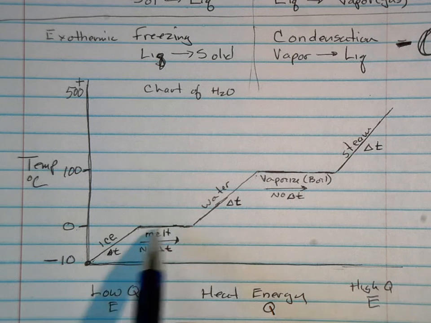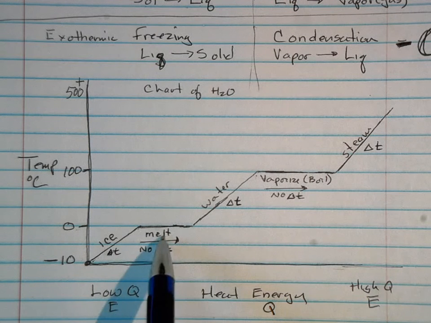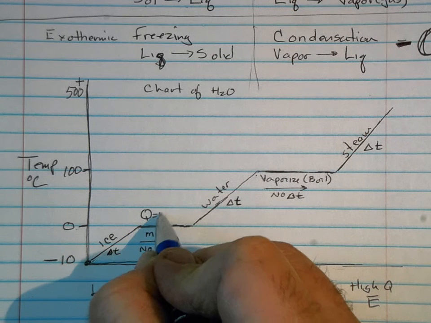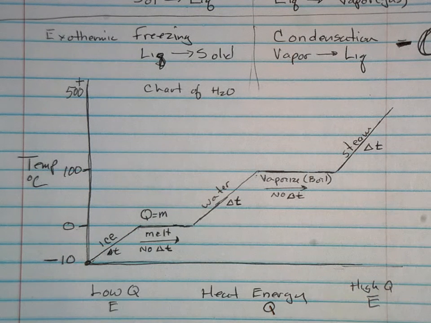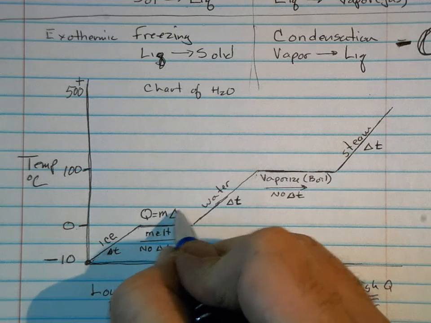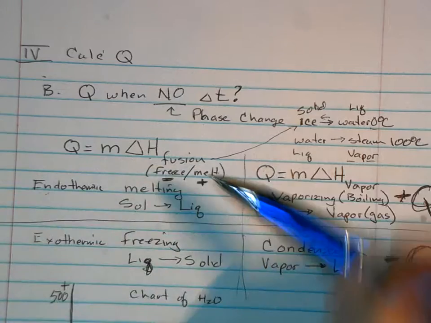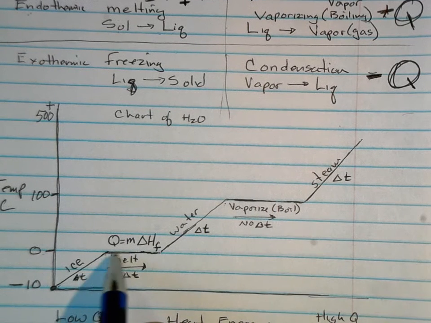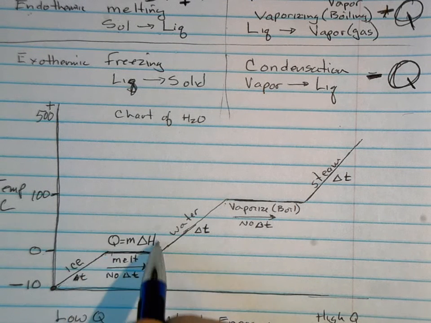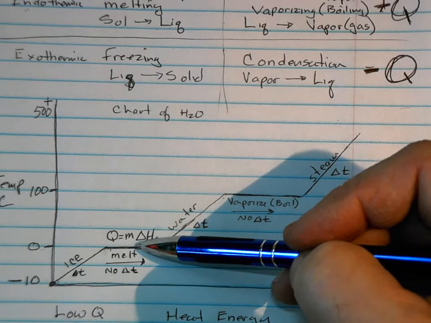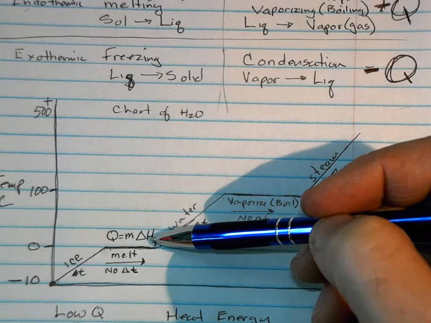Now this part right here, since this is the freezing, you have to use Q equals the mass, so you need to know how much you have, times delta H, and I'm just going to write F for fusion. That's just how we abbreviate it. So right here, since there is no delta T, this is the equation you'd need to use. And all you have to do is know how much of the water or ice you have, and then you just need to look up on a chart what the heat of fusion is.